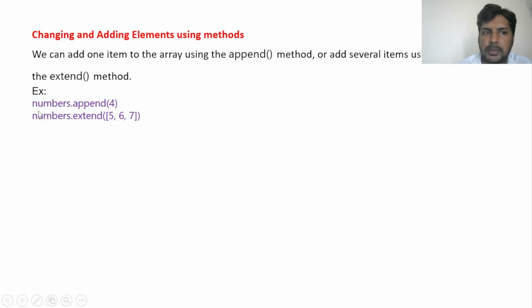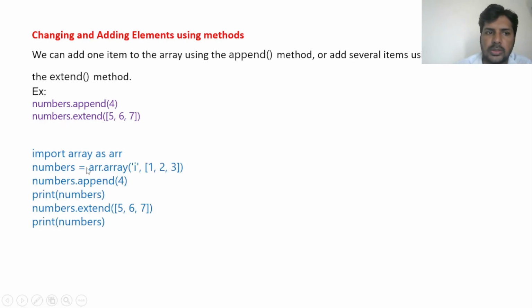You can see the example here, number.append. Here I have taken only one element, 4, and added it to the array, right? In the same way I can also use extend. Extend is adding 3 elements at a time. So let us see a small program.